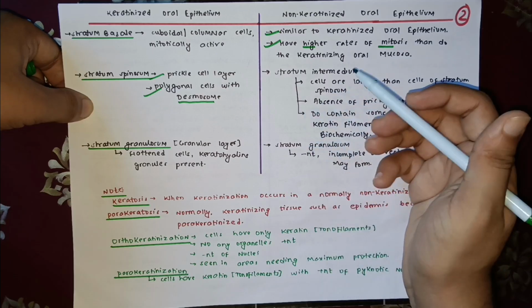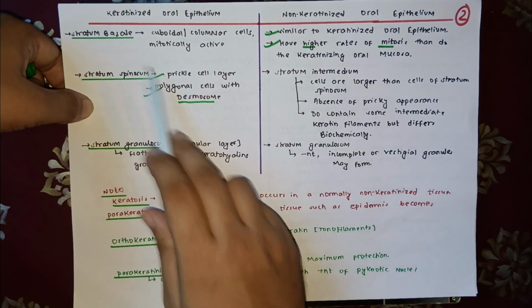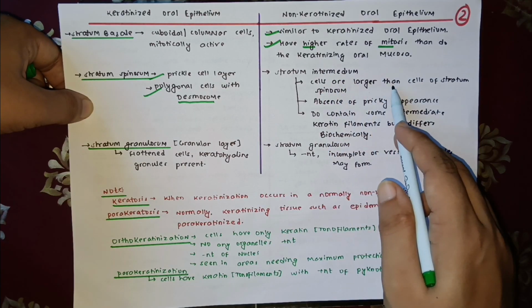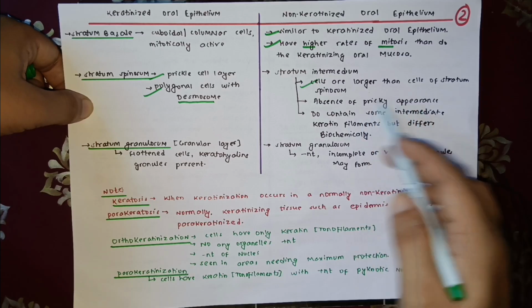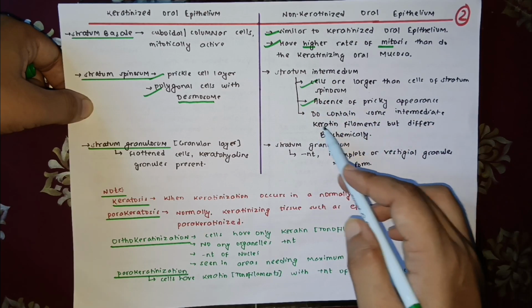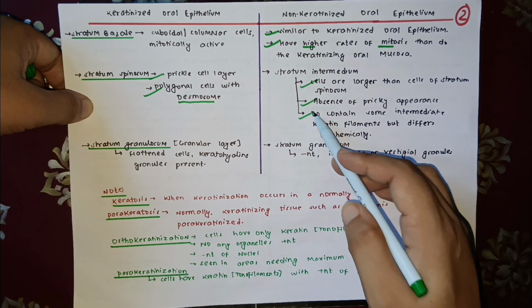We have stratum intermedium in replacement of the stratum spinosum. The cells are larger than the cells of the stratum spinosum here, with no prickly appearance, and they do contain some intermediate keratin filaments, but these differ biochemically.